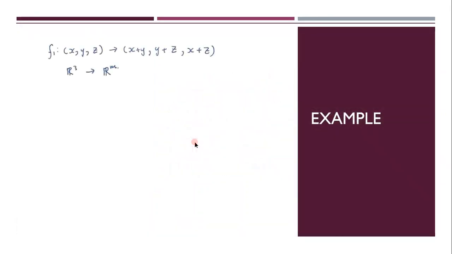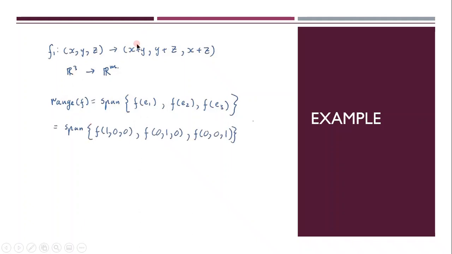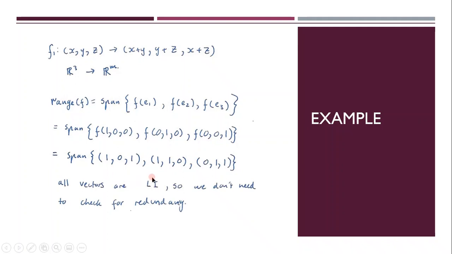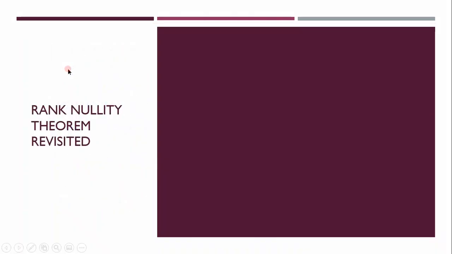Let's do an example. Here is our transformation function, and this is our range. That's supposed to be a 3 because there are 3 vectors there. The range is just the span of the images of the basis vectors of our domain. So you put all of those through the linear transformation. These are the vectors we get, and since they're all linearly independent, we don't need to check for redundancies. You can see there's a 0 there, there's a 0 there, so that's the range. You just put the standard basis vectors through the transformation, and that's it.